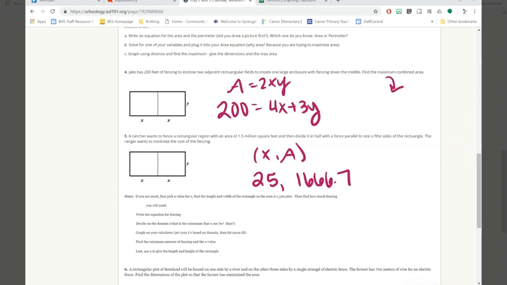The answer to this is the 1666.7. And if I asked you the dimensions, you would plug in 25 here. And let's see, that would be 100. So these would each be 50. So 50 by 50 would actually be my dimensions.